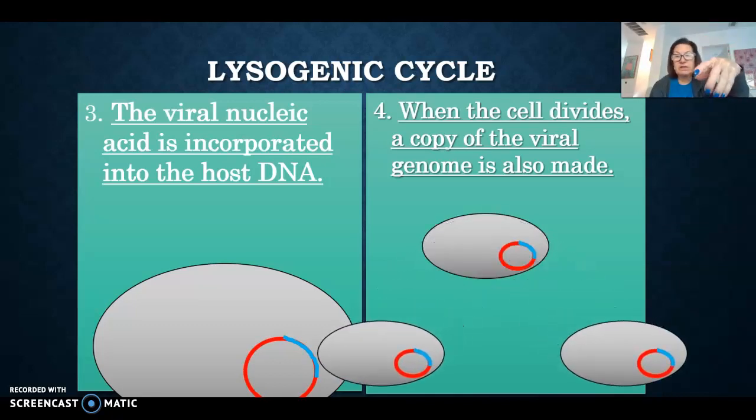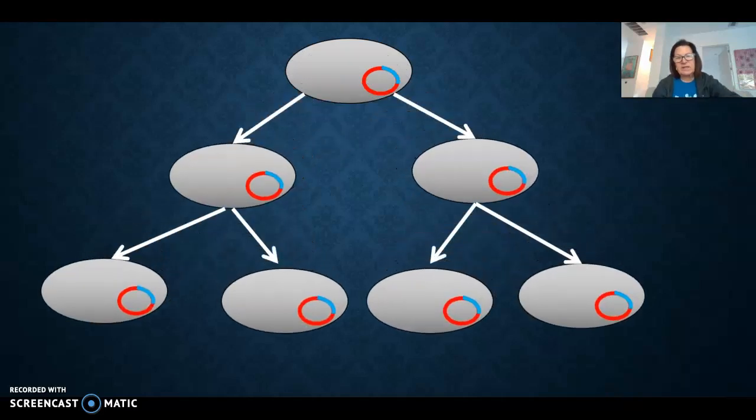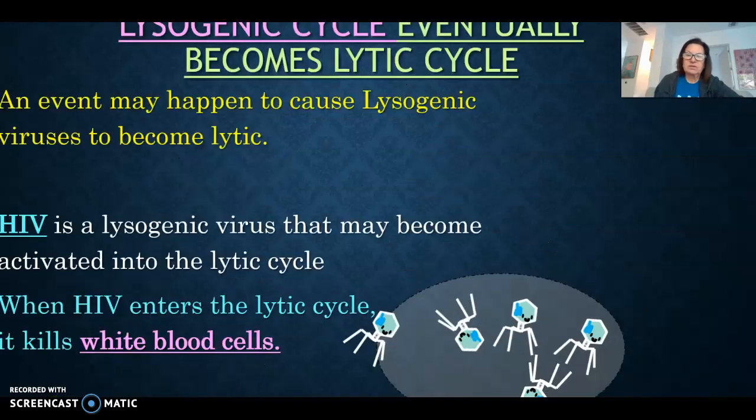So that when a host cell divides through cell division, you can see here how we got two new cells with that same DNA. If you look at this, it divides and all that virus is part of that host cell's DNA. So it divides with it. So no new viruses are made here. They're just within those cells.